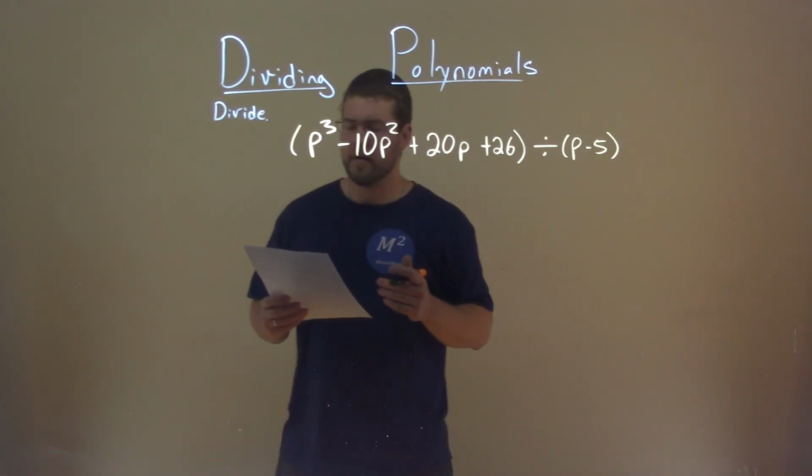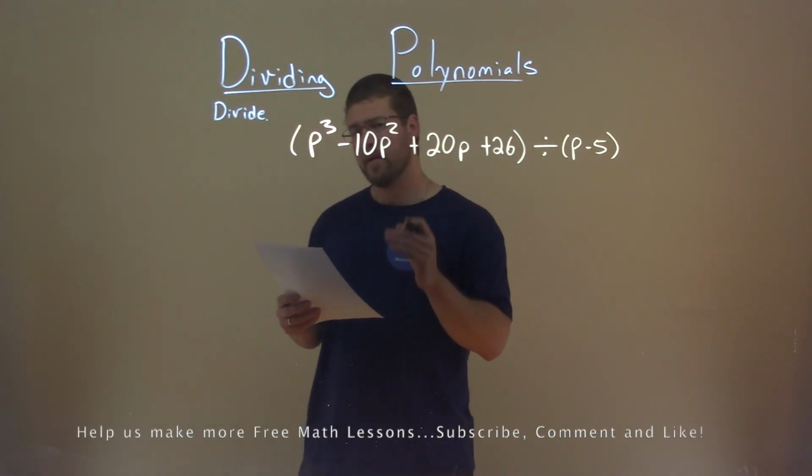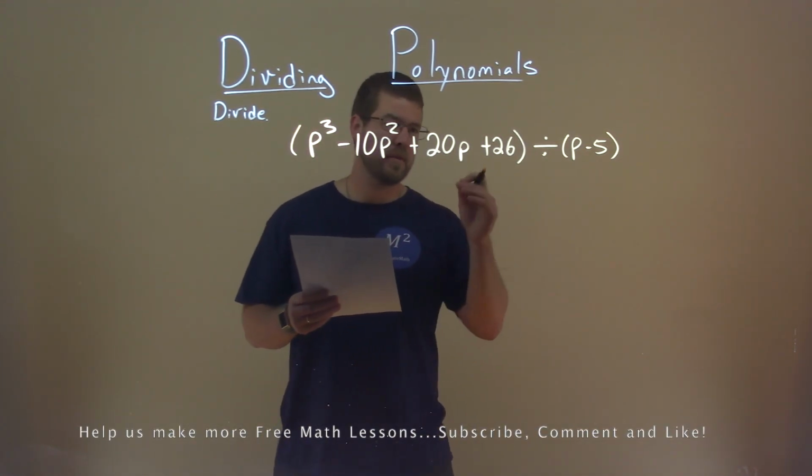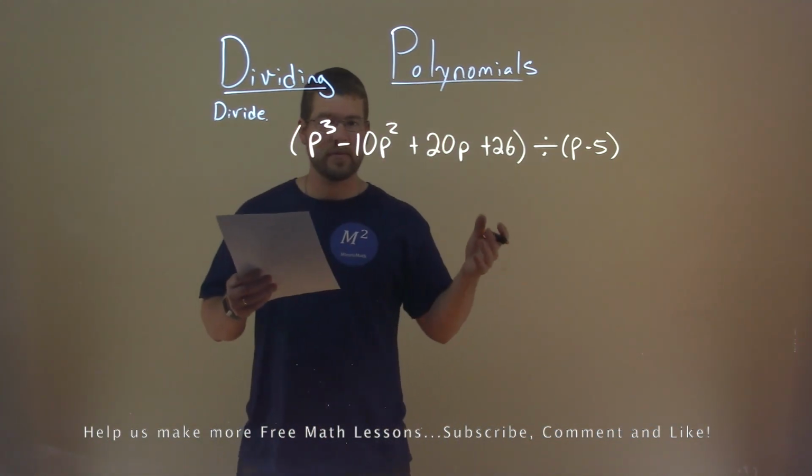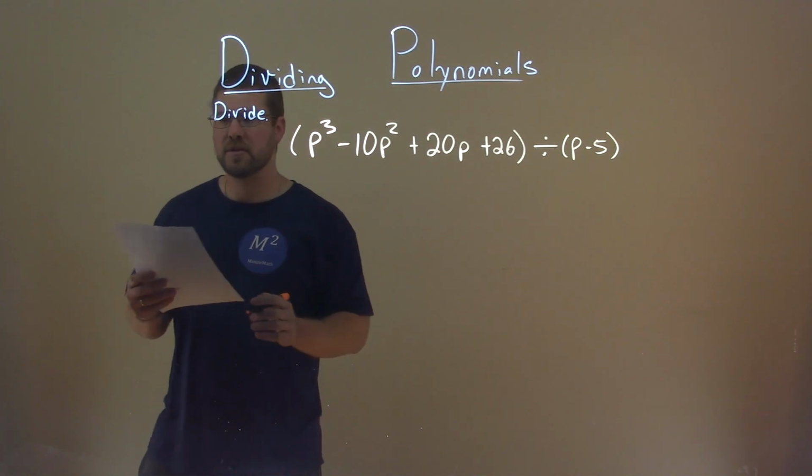We're given this problem right here, p to the third minus 10p squared plus 20p plus 26 divided by p minus 5. We need to divide this. So let's use some synthetic division. So let's set that up here.